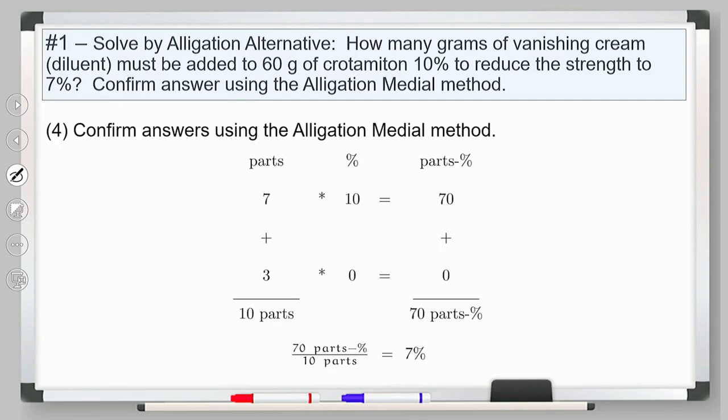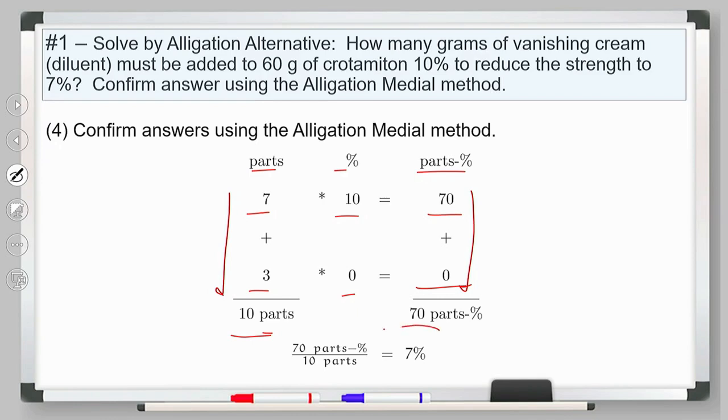And really, what it says is that for each ingredient, you multiply the parts times its concentration, and you get parts percent, because parts times percent gives you parts percent. So 7 times 10 is 70. 3 times 0%, which is the vanishing cream, gives me 0. Then if you add up the parts, 7 plus 3 is 10. I'm losing it. Okay, that gives me 10 parts. And 70 plus 0 is 70 parts percent.